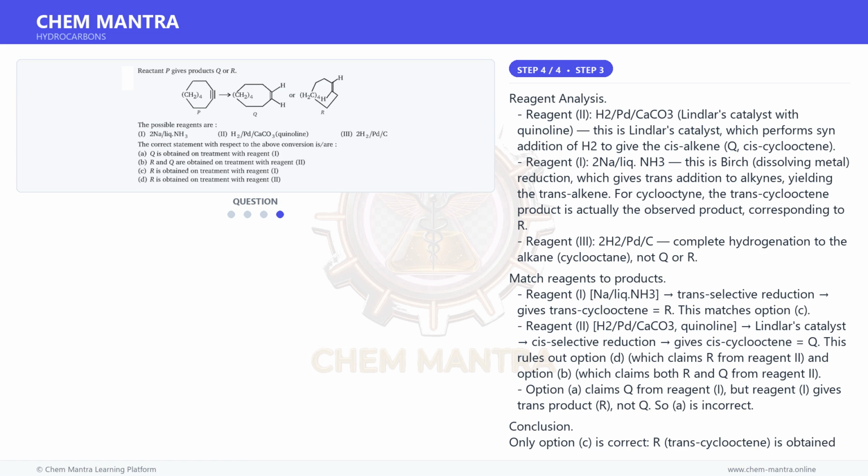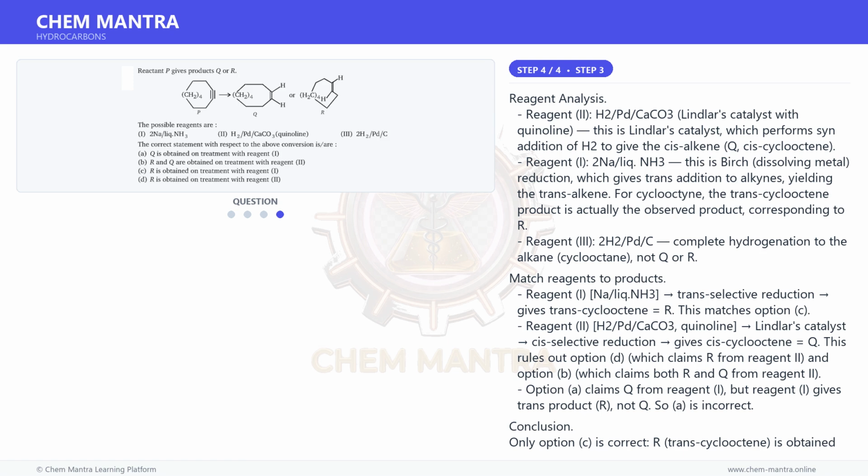This matches option C. Reagent H2, Pd/CaCO3, quinoline, Lindlar's catalyst, cis-selective reduction gives cis-cyclooctene, which is Q. This rules out option D, which claims R from reagent 2, and option B, which claims both R and Q from reagent 2. Option A claims Q from reagent 1, but reagent 1 gives trans product R, not Q. So, A is incorrect. Conclusion.